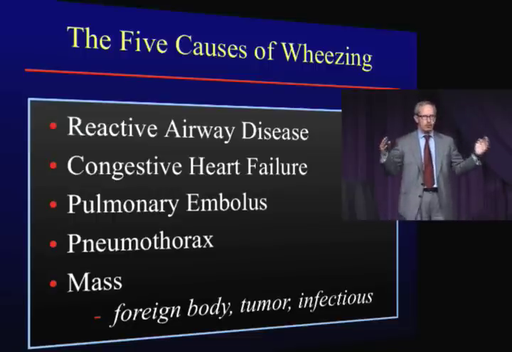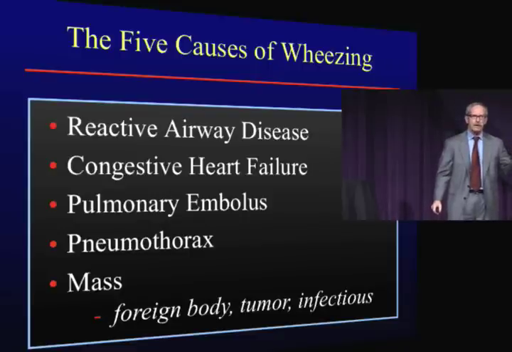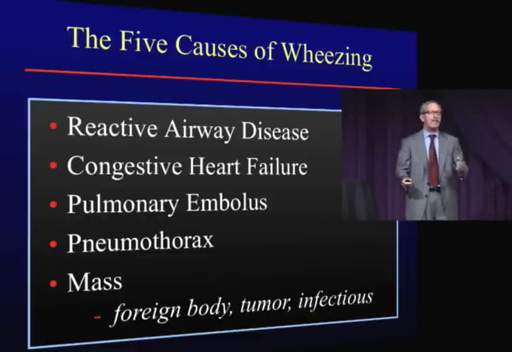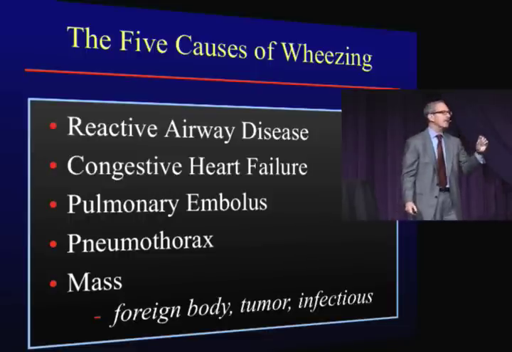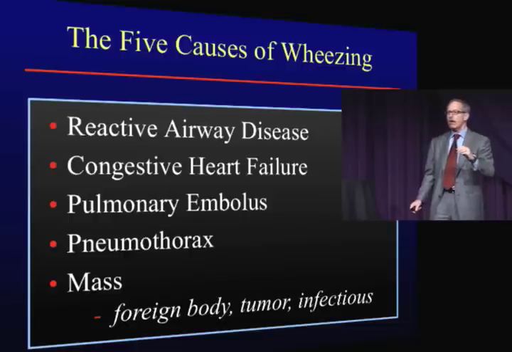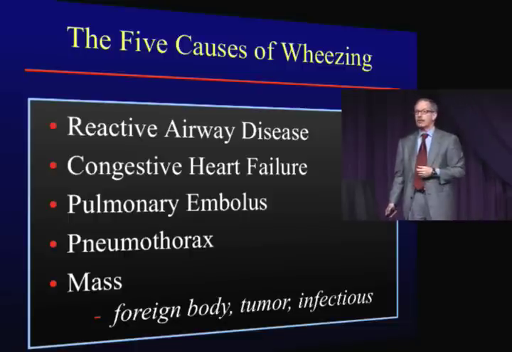Reactive airway disease, which you can include a lot of things in. People that have heart failure, all that wheezes is not asthma. Pulmonary embolus, new wheezing, unilateral wheezing, could be a foreign body, could be a pulmonary embolus. Pneumothorax, and then finally a mass that you can see either on chest x-ray, on CT scan, or it's really a mass and you can see it with your eyes like a peanut or a denture.